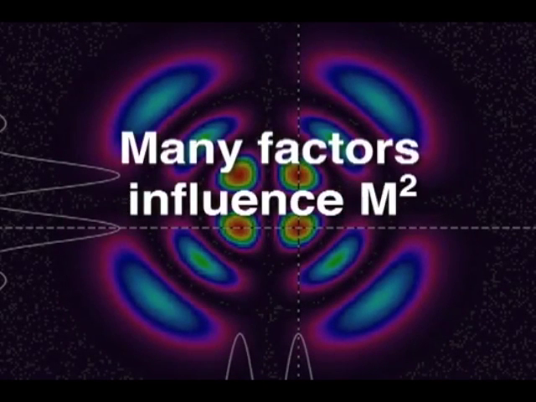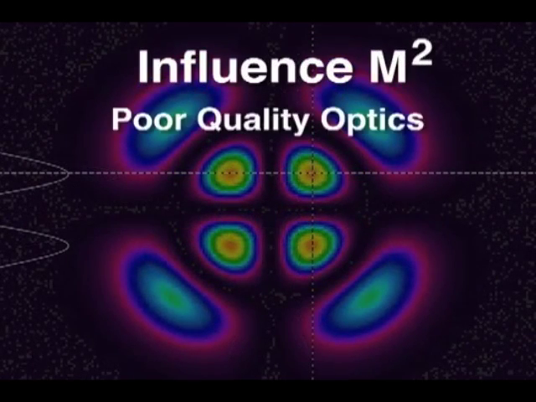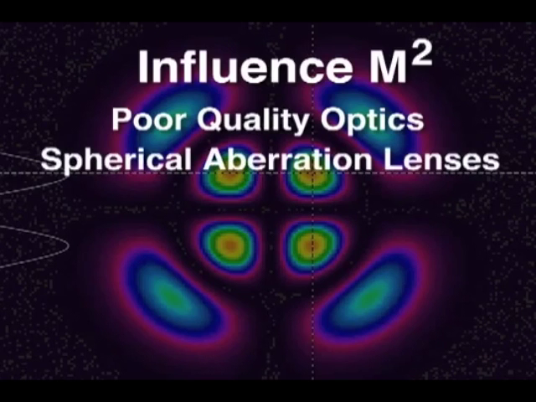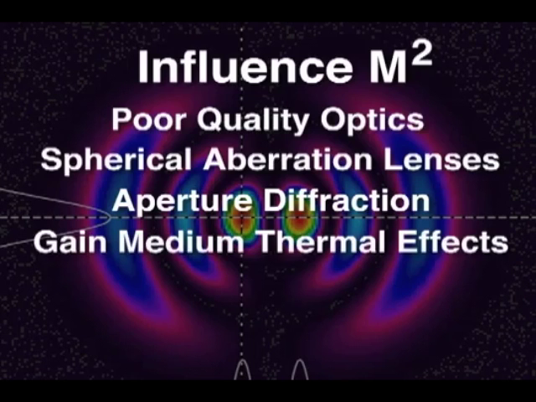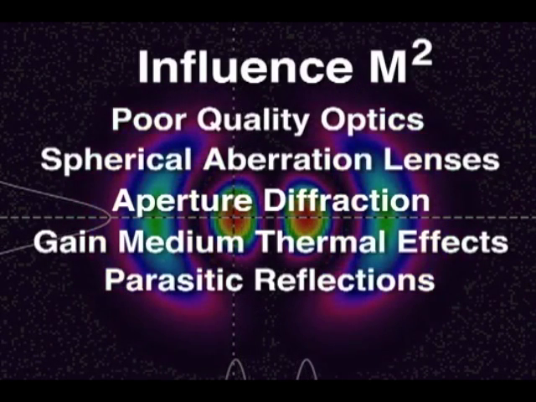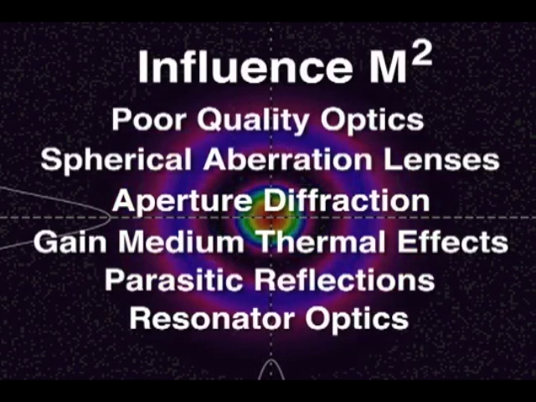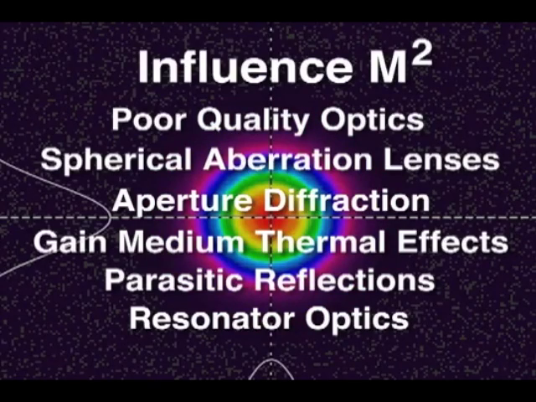There are many factors that influence the beam profile and m² of a laser. For example, poor quality optics, spherical aberration of lenses, diffraction caused by apertures, thermal effects of the gain medium, and parasitic reflections may all degrade the quality of the laser beam. The alignment and quality of the optics of the laser resonator, as well as of the optical train in use once the laser beam has emerged from the cavity, can all affect beam quality.